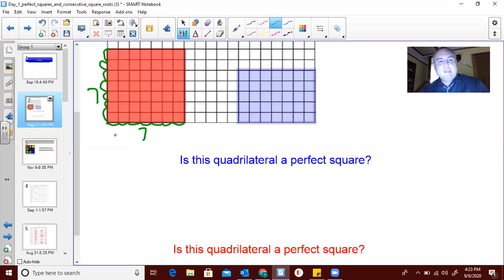But an interesting thing is how many of these little unit squares does it take to make this big square? You can sit here and count them. You're going to have 7 rows of 7, right? So you're going to have 7 by 7, and that's going to equal 49. Therefore, 49 is a perfect square. So we'll get into that a little bit more.